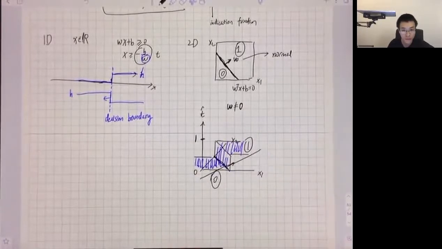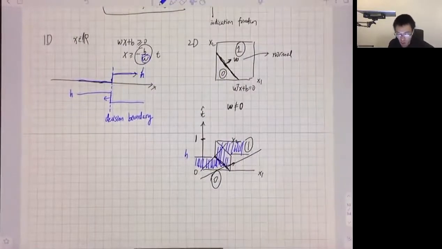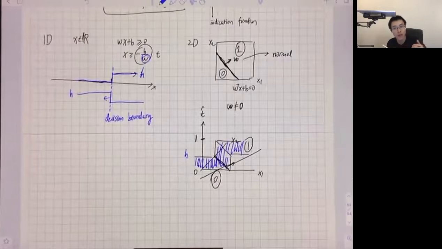Okay. So the H surface is my hypothesis function, but the decision boundary is not your hypothesis function. It's where you make a change in your hypothesis function.